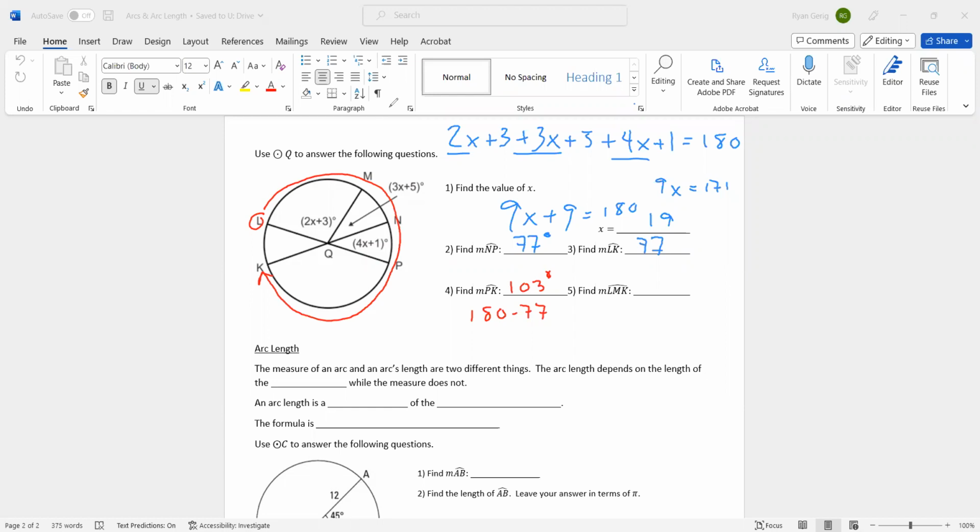Or you know that a full circle has 360 degrees. And you know that LK, we already found that was 77. If you subtract that, you're going to get the measure of that arc. So the full circle minus that little piece, 360 minus 77, I get 283 degrees. All right. So that's finding arc measure.